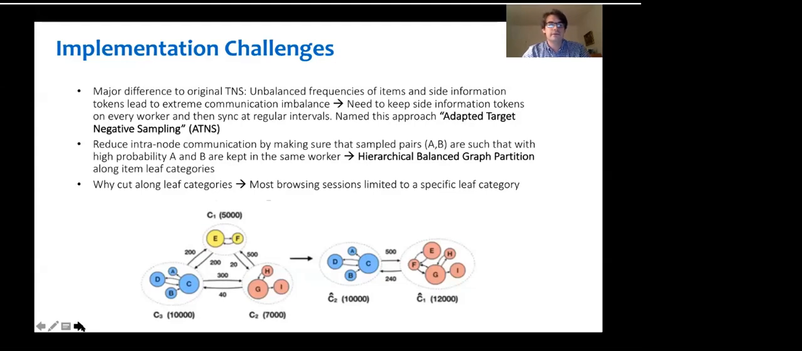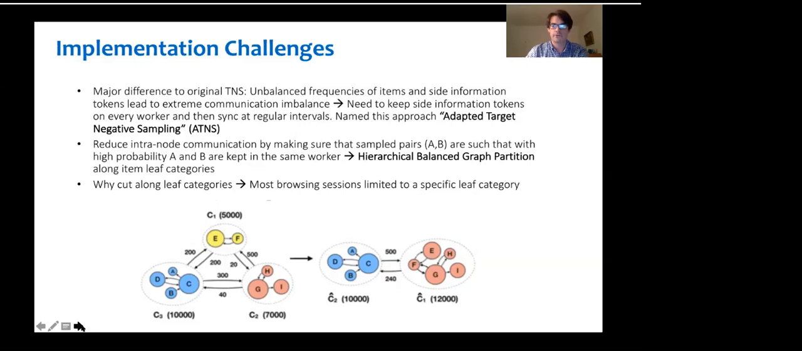Also, to reduce the intra-node communication, we had to make sure that sampled pairs with high probabilities are kept in the same worker. That's where the hierarchical balanced graph partition comes into place. What we do is we cut the partition onto different workers along leaf categories, because most browsing sessions are limited to a specific leaf category. And then we use the hierarchical balanced graph partition to minimize the probability that a sampled pair A-B has A and B managed by different workers. This depends on how often, according to our logs, users hop between categories.